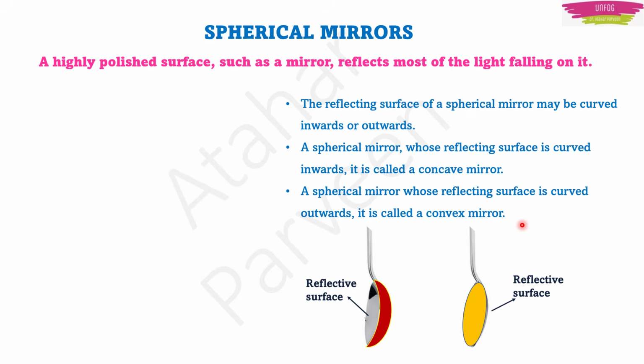Then because of that curve, there are two surfaces, right? One is inward, the other is outward. Inward means it is curved inside. Outward means it is bulged outside.